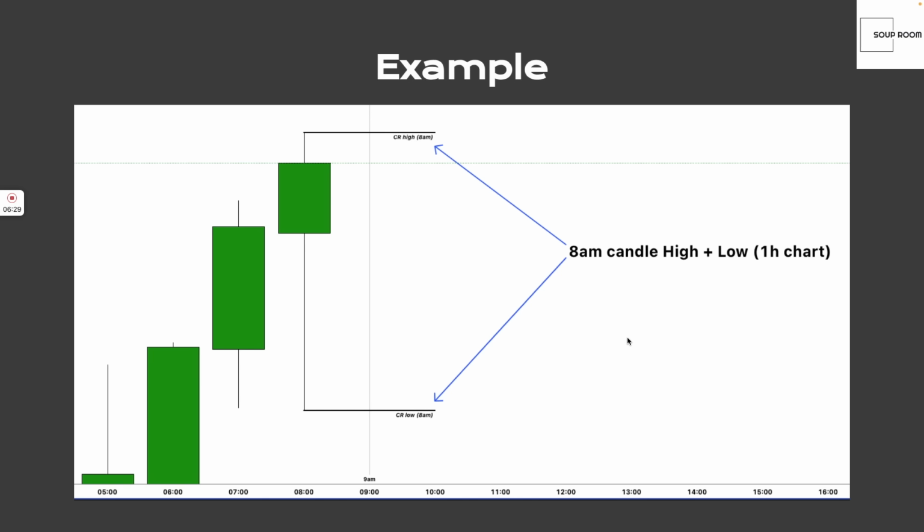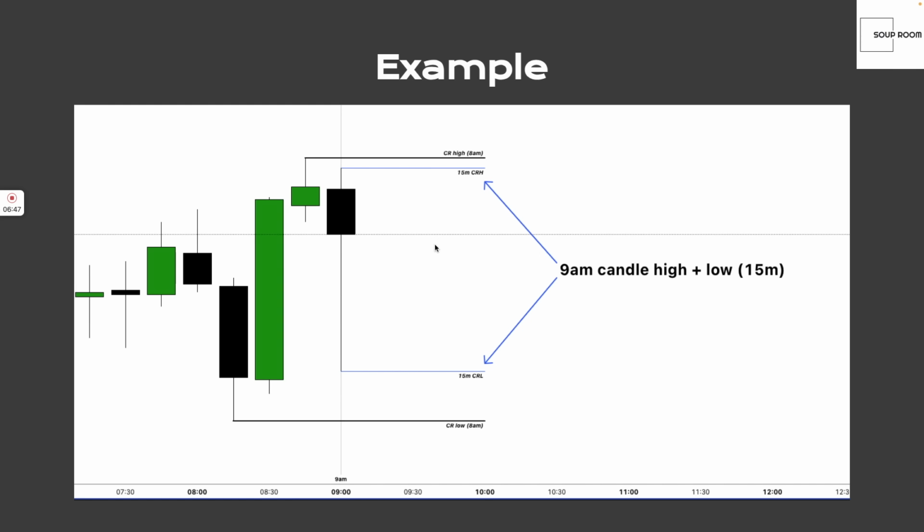Here's the example. This is a 1-hour chart. The 8 a.m. candle has just closed. It is 9 a.m. We draw out the high and the low. The candle range high and the candle range low. Head over to a 15-minute chart. Wait for 9:15. Allow the first candle at 9 a.m. to form. And then draw the candle range high and the candle range low. This is on a 15-minute chart. So now what do we have? We have 2 ranges, and one of them is within the other. Very important.